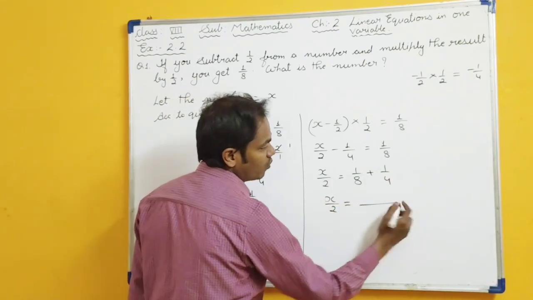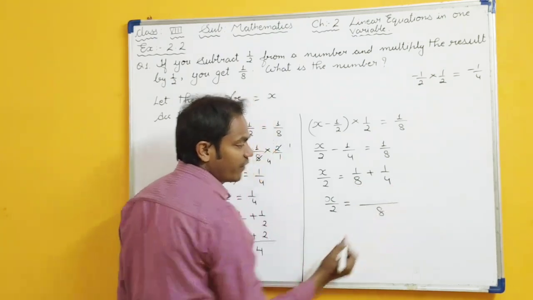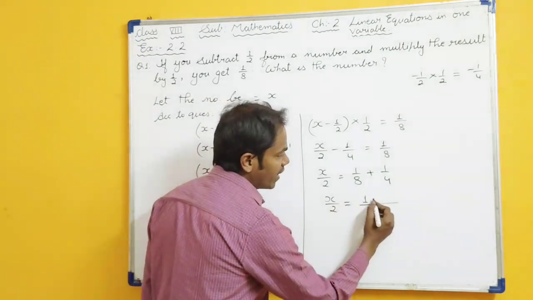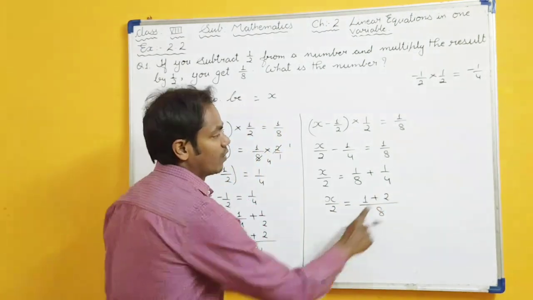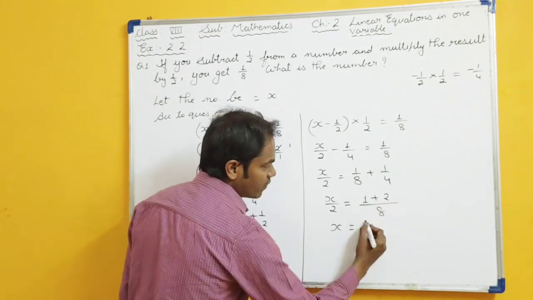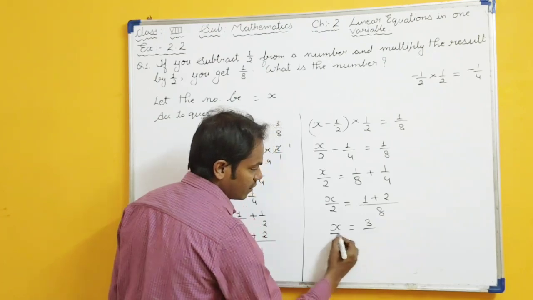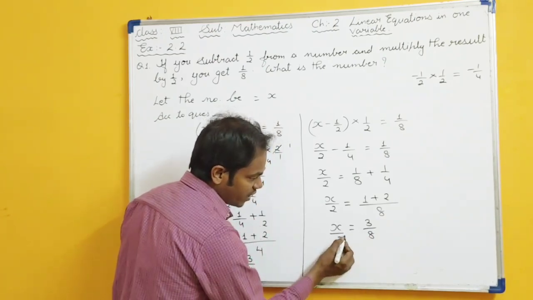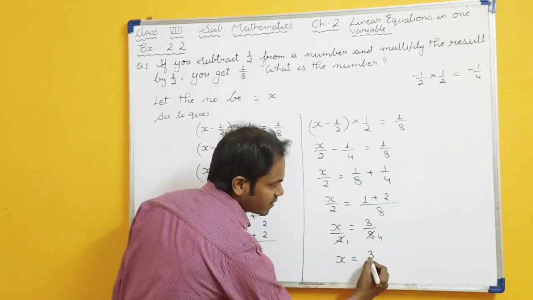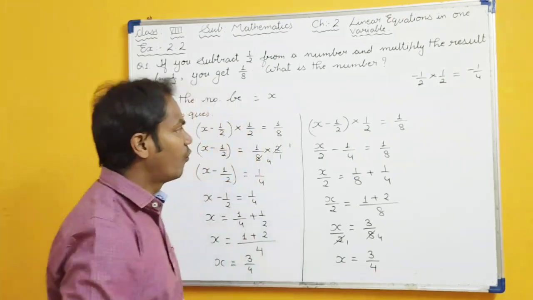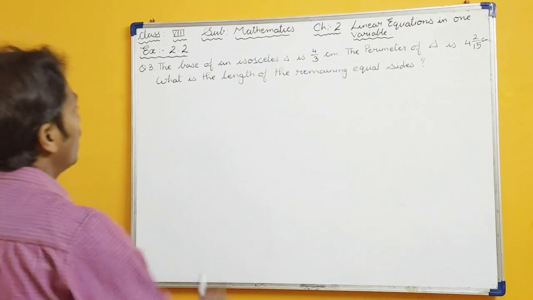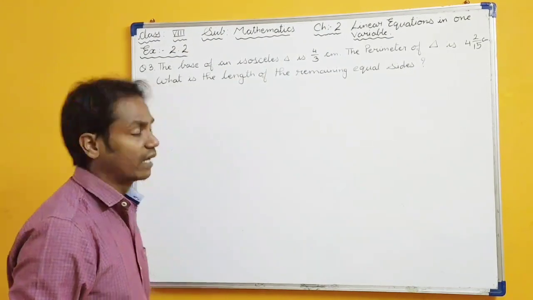x upon 2 is equal to, take LCM of 8 and 4. LCM of 8 and 4 is 8. So here you will get 1 plus 2, so x upon 2 is 3 upon 8. You can reduce here also. 2 1s are 2 and 2 4s are 8. So what is remaining? x is equal to 3 upon 4. Whatever method you use, you get the same answer. Now I will explain question number 3.